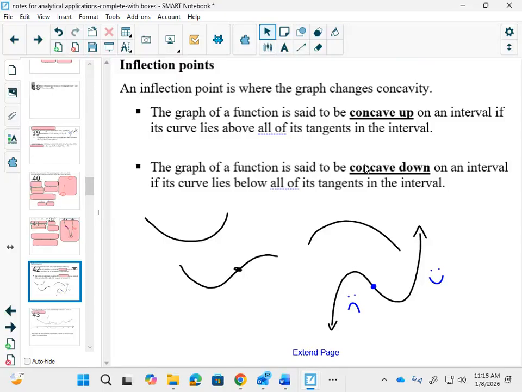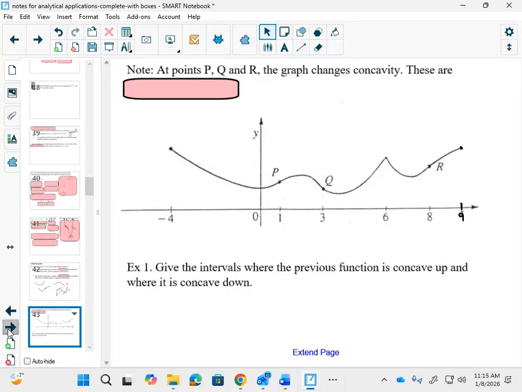So something is called concave up if no matter where you draw your tangent line, your graph is above it. And we saw this with Mr. Bean with the linear approximation. If it's concave up, your linear approximation will always be an underestimate, remember? And if it was concave down, your linear approximation would always be an overestimate. P, Q, and R, it changes concavity. So these are inflection points.